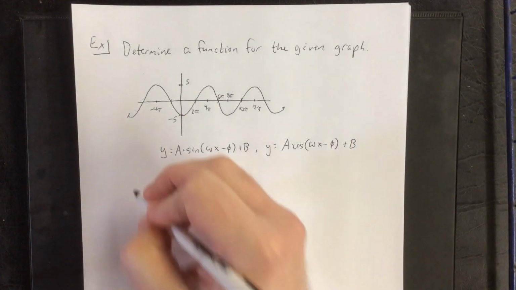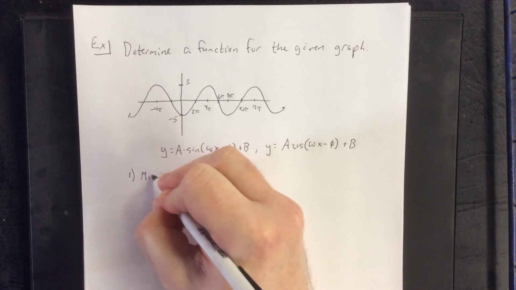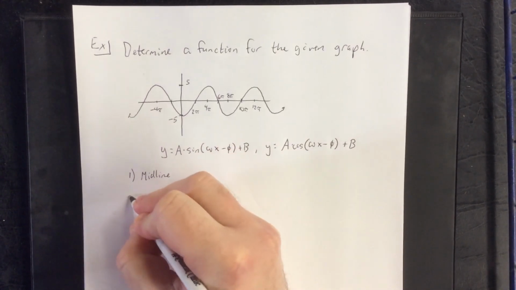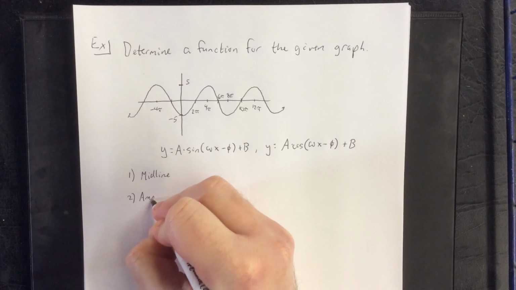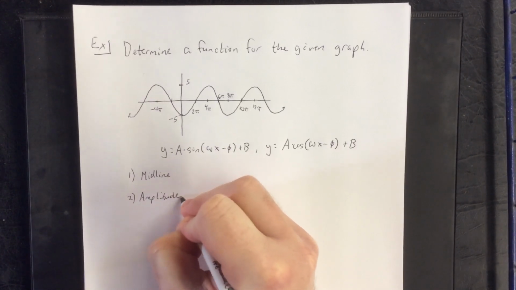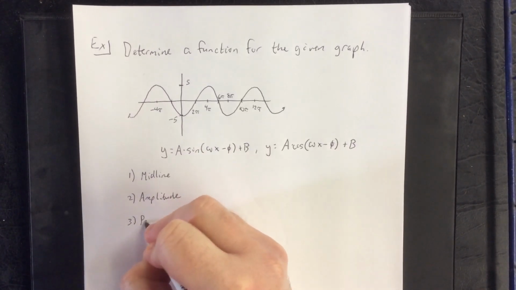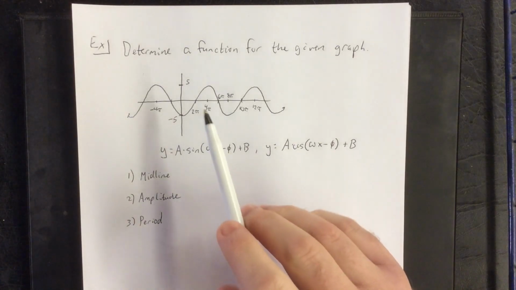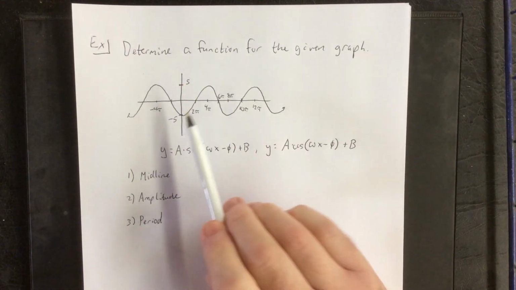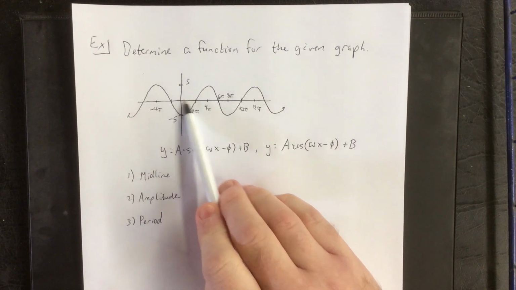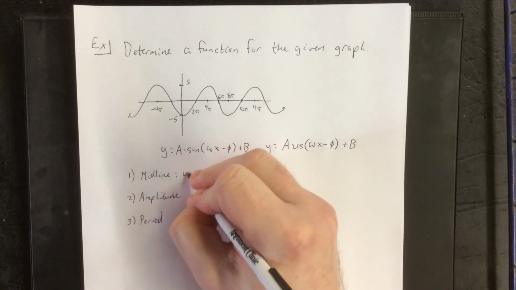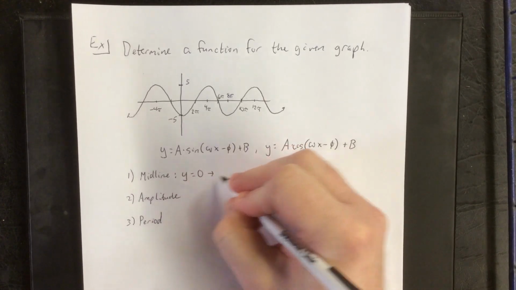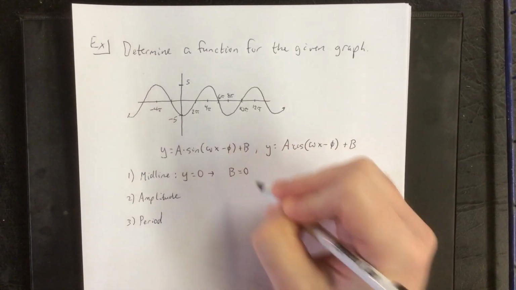The three things that you cannot control are the midline, the amplitude, and the period. So let's calculate those first so that we get a good idea of what's going on. You'll notice that the maximum value is positive 5, and the minimum value is negative 5. The midline should be exactly halfway in between those. That'll be y is equal to 0, which lets you know that the value of b associated with this graph will be 0.